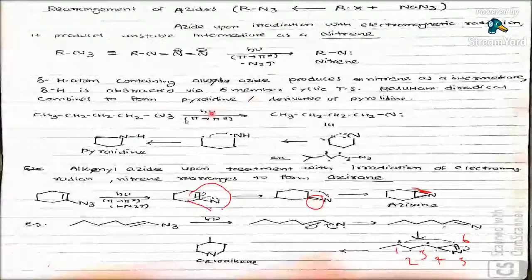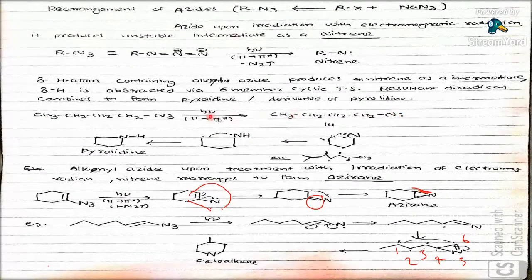Let's see the structure. Delta hydrogen atom first. So this is the species which is having the delta hydrogen atom. This is alpha, beta, gamma, and delta. So at this position, with this CH3, the hydrogen which is attached is called a delta hydrogen. Initially, there will be the generation of nitrene on the absorption of radiation, and as the nitrene has been generated, that nitrene will abstract the delta hydrogen from that position.